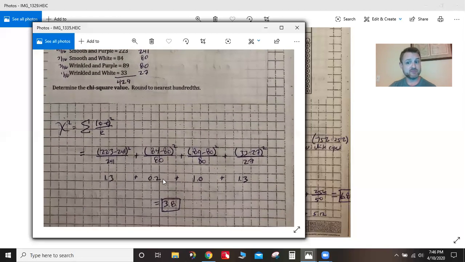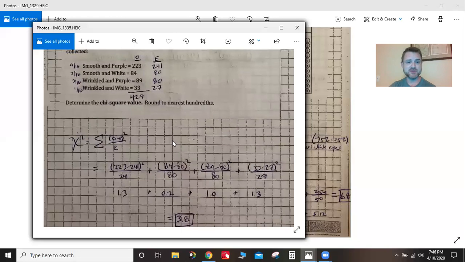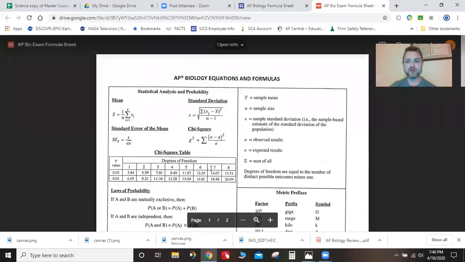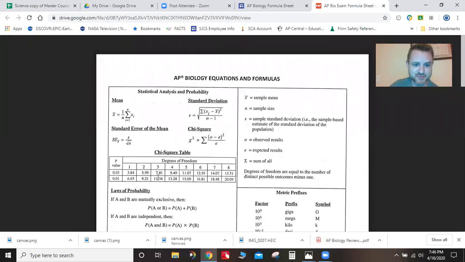Now, reject or fail to reject. So let's see. There's 4 choices. That's 3 degrees of freedom. 3 degrees of freedom right here is this column. Always use 0.05. So the critical value is 7.81.